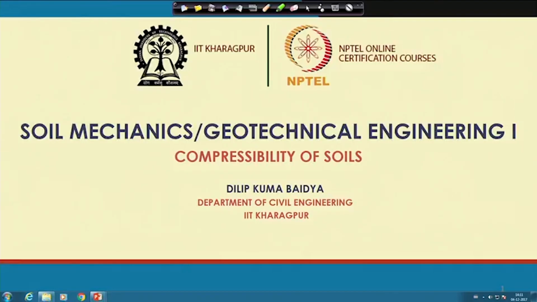Let me continue on compressibility of soil under soil mechanics and geotechnical engineering. I have taken one problem and tried to show how to calculate the void ratio corresponding to a particular pressure, and after getting the void ratio and pressure, how to calculate the coefficient of volume compressibility, mv. I will continue and show one or two methods again.